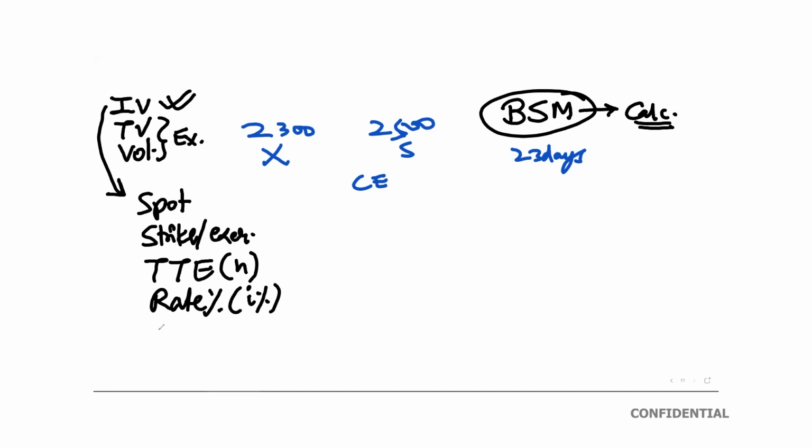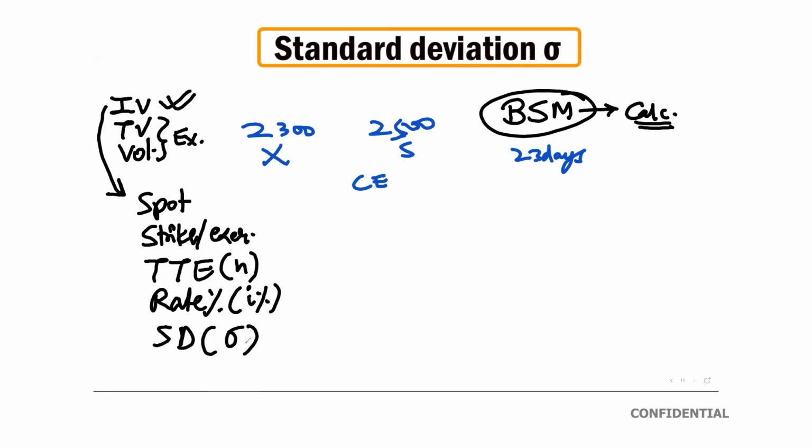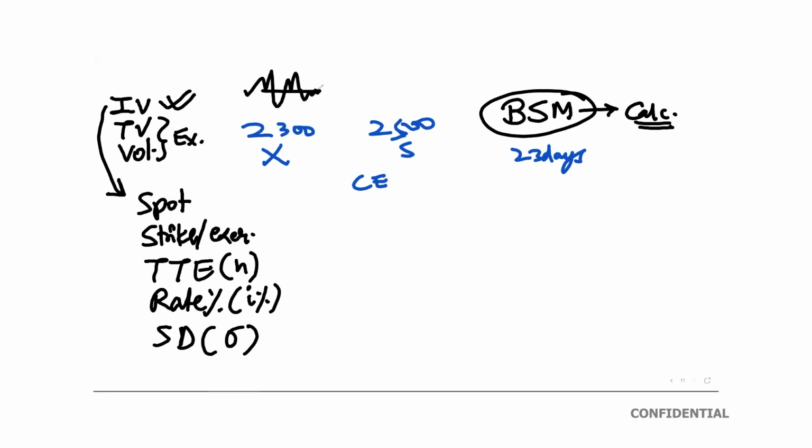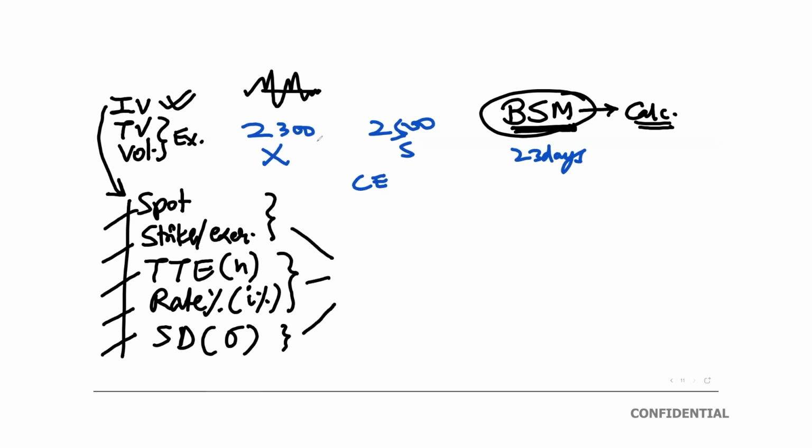That will be based on the standard deviation, sigma, of the underlying asset. How volatile the underlying asset is will make the stock more or less volatile. So there are these five factors which go inside the Black-Scholes model to calculate the premium. This will give me the intrinsic value, this the time value, this the volatility. Based on all of this, the premium of the 2300 call is coming to 230 rupees.